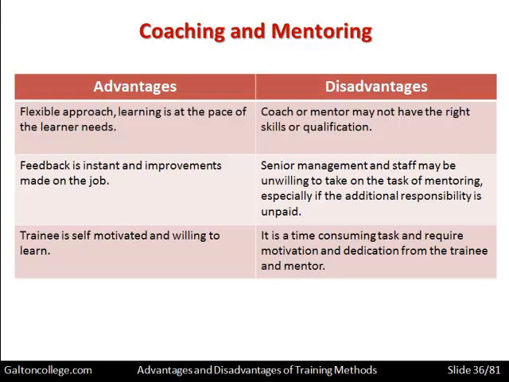Trainee is self-motivated and willing to learn. Well, that's an advantage. The employee, or the trainee, or the mentee, is someone who understands the mentoring system, understands that they have to make a good effort to try and complete tasks, understand the tasks, and learn by doing, and understand they should consult the mentor when it's necessary to do so.